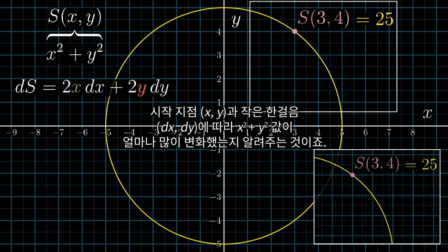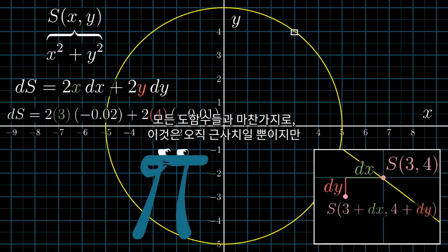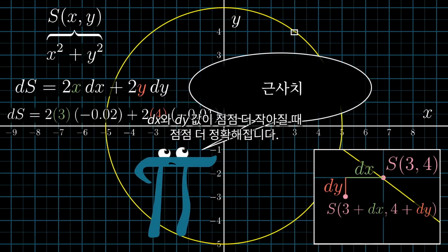It's a recipe for telling you how much the value x squared plus y squared changes as determined by the point xy where you start and the tiny step dx dy that you take. And as with all things derivative, this is only an approximation, but it's one that gets truer and truer for smaller and smaller choices of dx and dy.